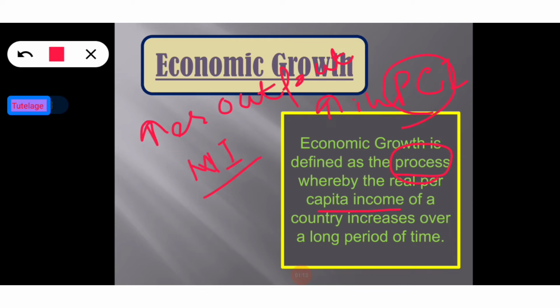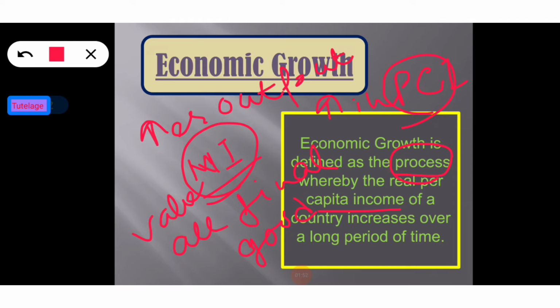At first we have to know what we mean by national income. National income is defined as the value of all final goods and services produced in a country in a year. Final goods and services is one of the most important keywords in the definition of national income. National income can be expressed in terms of gross domestic product, which is called GDP, or gross national product, which is called GNP.